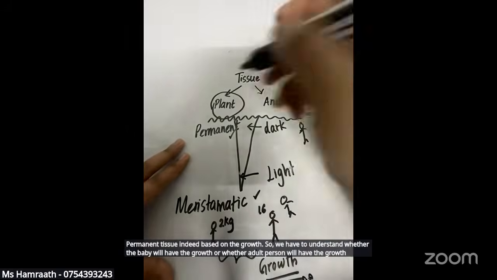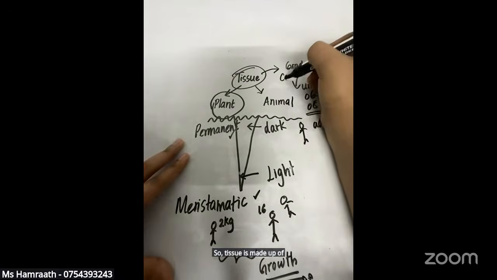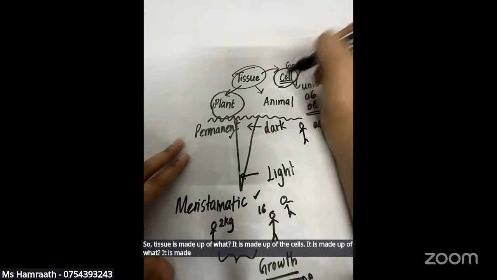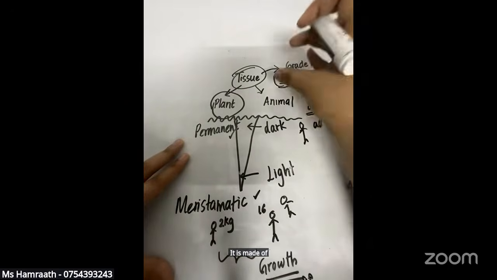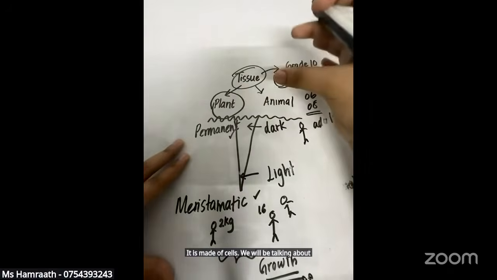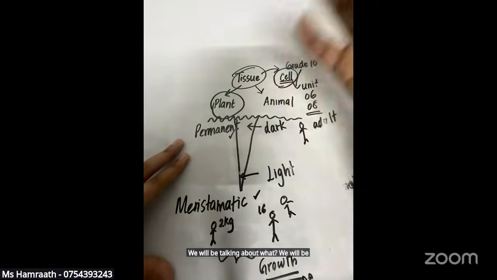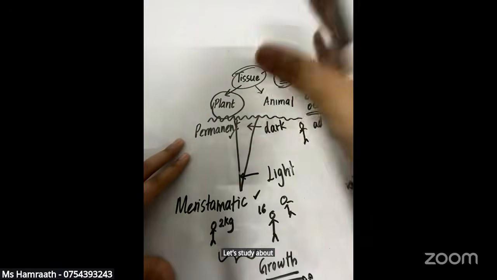So now we are talking about the tissue, right? Tissue is made up of what? It is made up of cells. Since it is made of cells, we will be talking about cell growth. So first, let's study about the cell growth and then we'll come back.